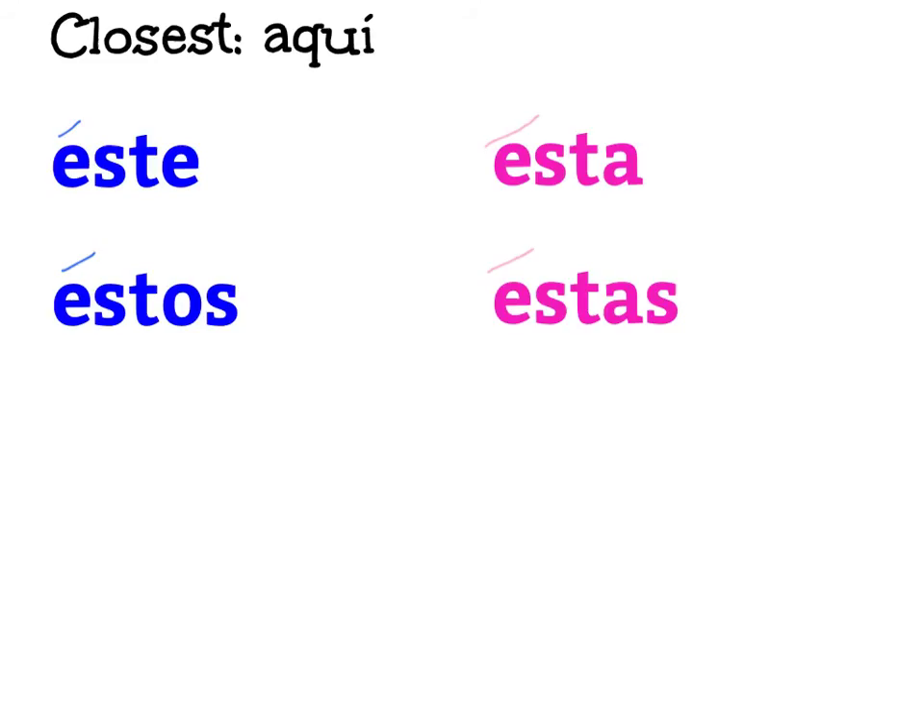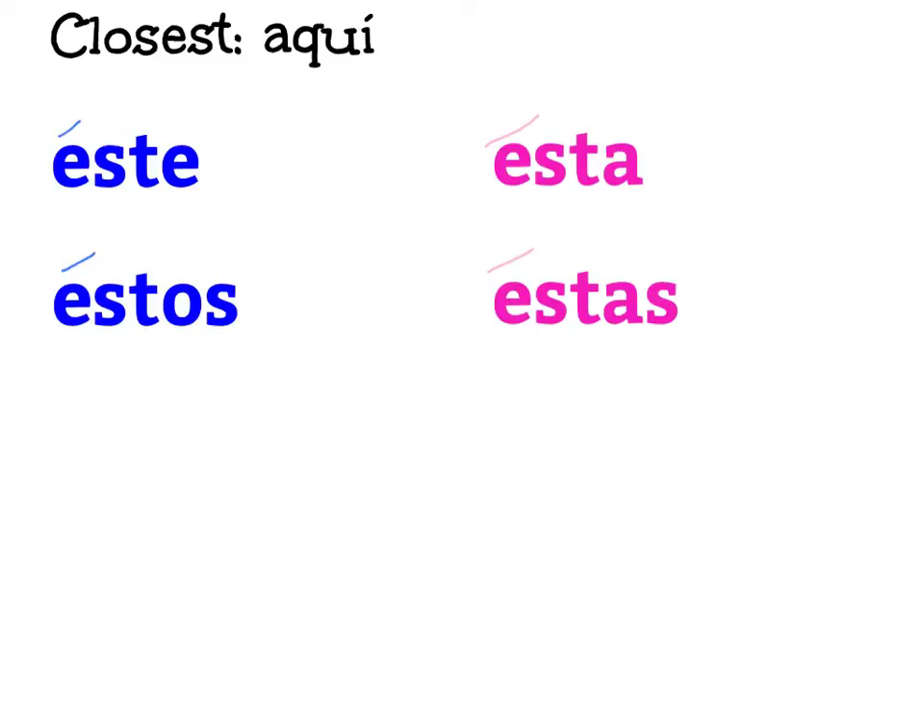Okay, so once again, this and these both have T's. So if I'm referring to the pen that I have in my hand right now, I would say this pen. It's pretty close to me. So I would say this pen here, este bolígrafo aquí. So aquí is usually used with este, esta, estos, estas, with the this and these pronouns and adjectives.